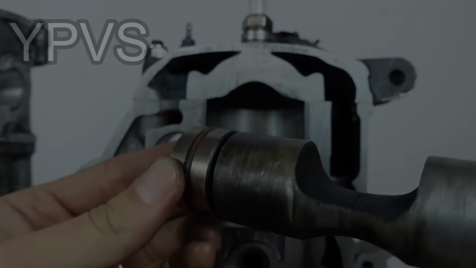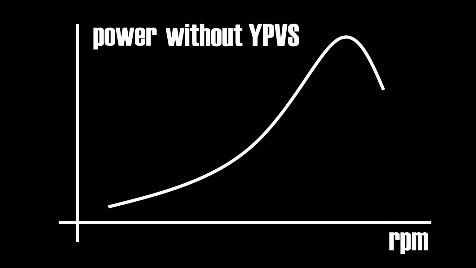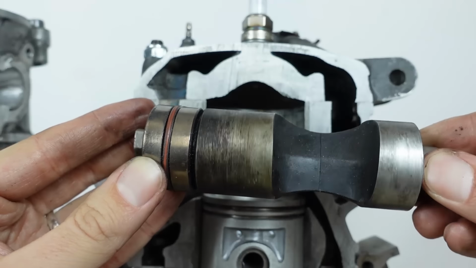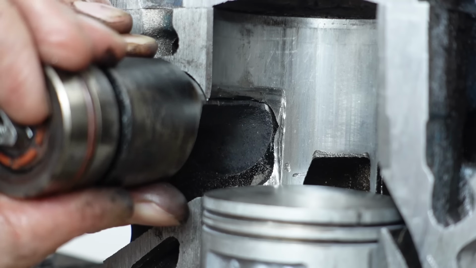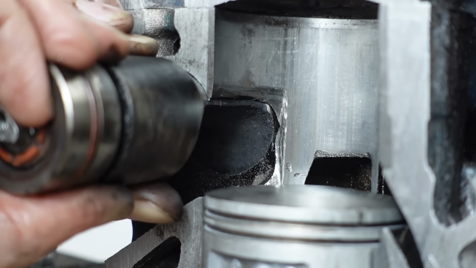Other manufacturers also develop their own systems with their own acronyms, but all of these systems have the same goal. And despite what their name is saying, the goal isn't to increase power. Instead, the goal is to even out the power band of a two-stroke, resulting in a smoother, more usable, and more linear power band and power delivery. Our particular example is what's known as a guillotine-style power valve, and it rotates to make the exhaust port smaller at low RPM and larger at high RPM.